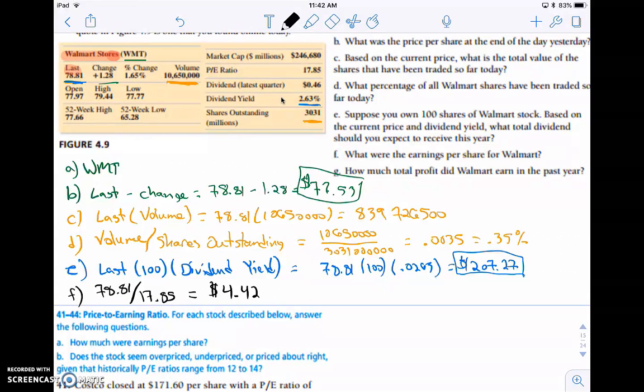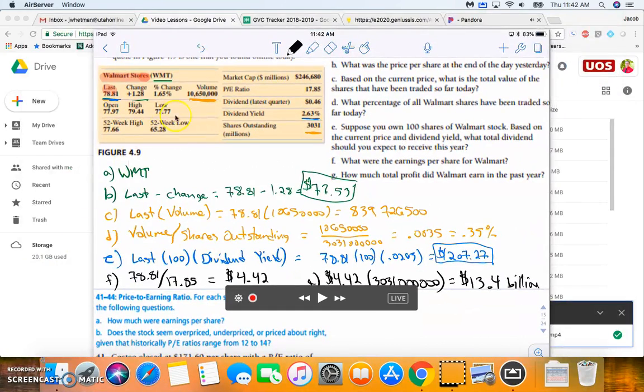And our last one is how much total profit did Walmart earn in the past year. So this is Part G. It was $4.42 per share, and then we need to times that by the number of shares outstanding, which is 3,031 million. So this can be a massive, massive number. It'll turn out to be about $13.4 billion. And that'll give us how much total profit Walmart earned in the past year. So that's just looking at some general calculations on stocks.